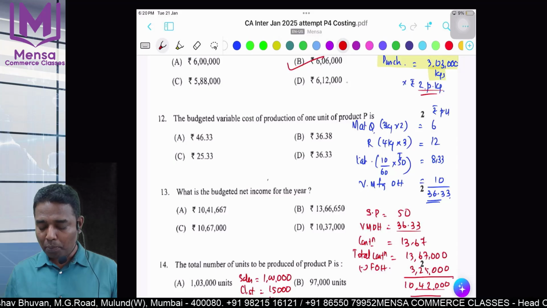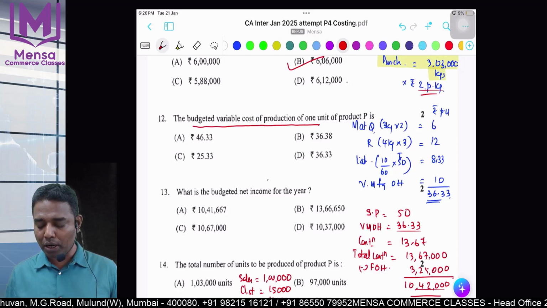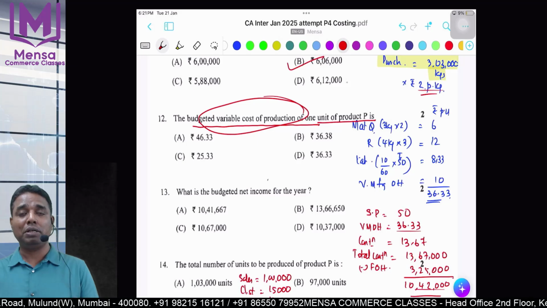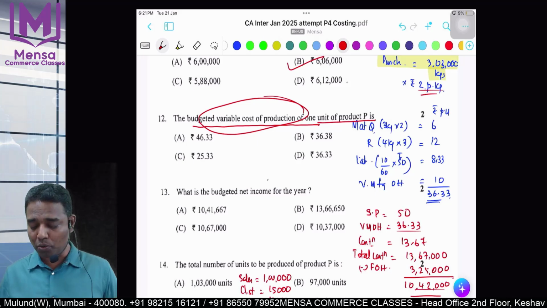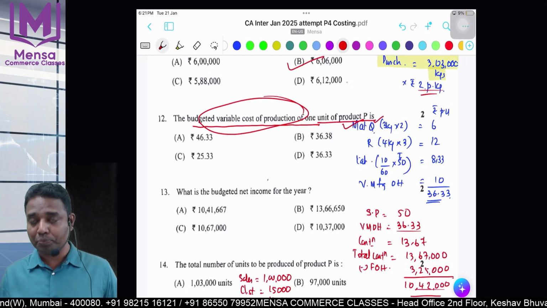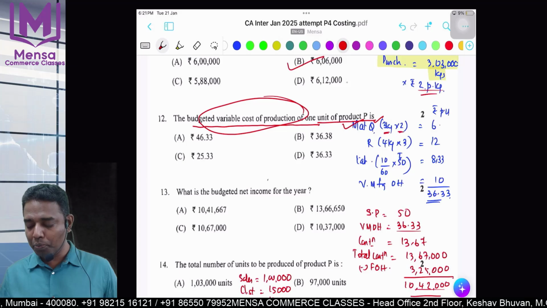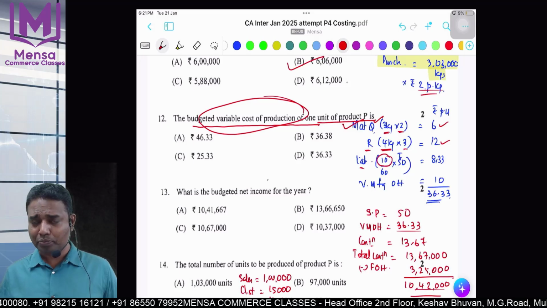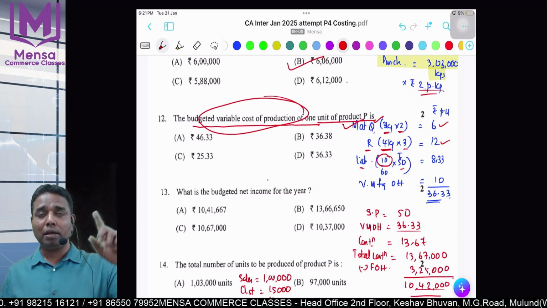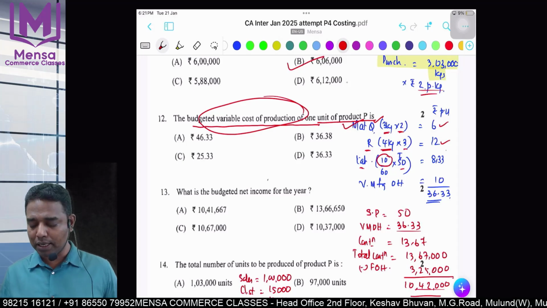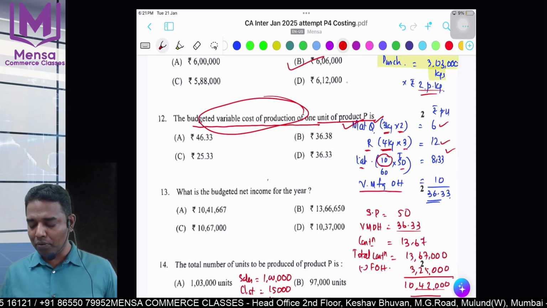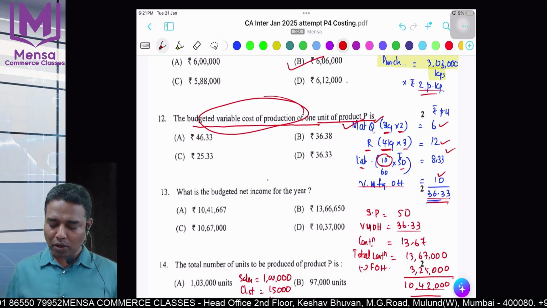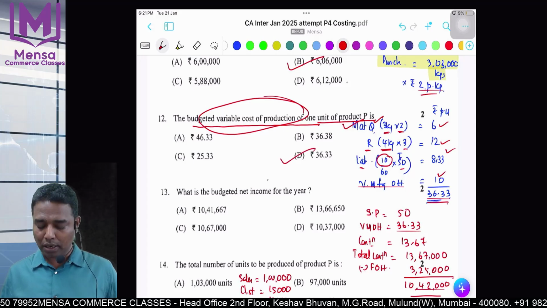What are they asking you? The budgeted variable cost of production of 1 unit of P. So what should it include? It includes the material cost of Q, that is 3 kg into 2 rupees, 6 rupees. R, 4 kg into 3 rupees, 12 rupees. Labor is 50 rupees per hour, but we are taking 10 minutes, so converting into hours, that comes to 8.33. And variable manufacturing overheads is 10 rupees, so the cost will come to 36.333 per unit. That is option number D.